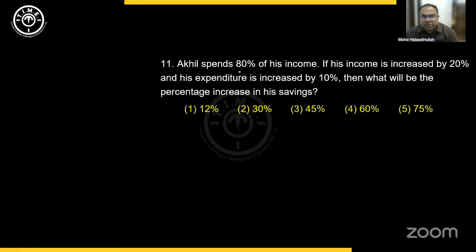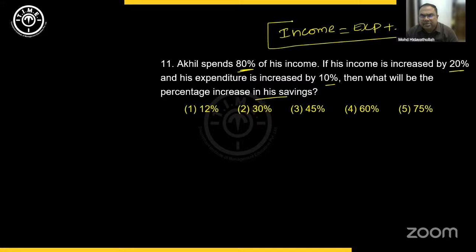Akhil spends 80% of his income. Income 20% increase, expenditure 10% increase. What will be the percentage increase in his savings? What is income? Income is equal to expenditure plus savings. Okay, let me see. What are my savings?